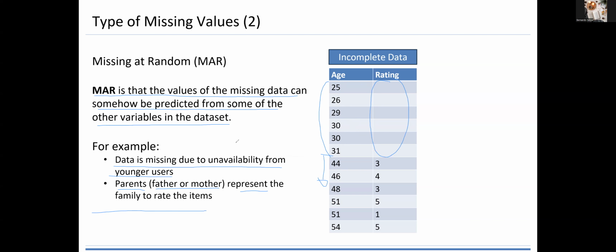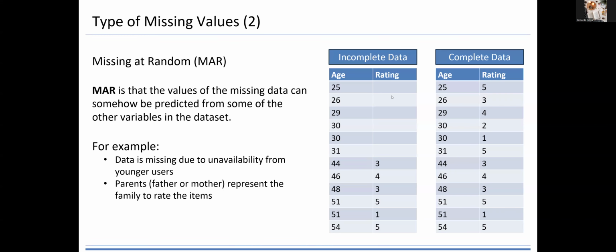So in this case, it is missing at random, but still you can predict, you can guess. If we look at the complete data, the rating is available for the younger user, but if it is missing like this one, we can guess directly.